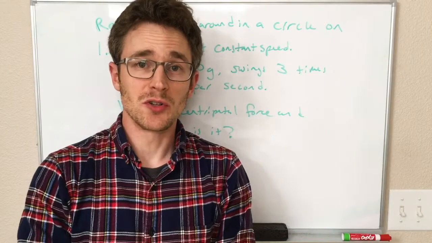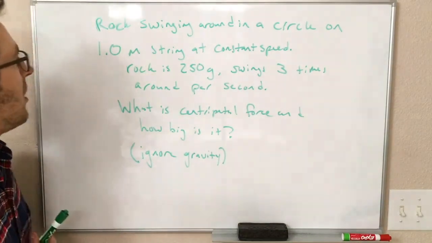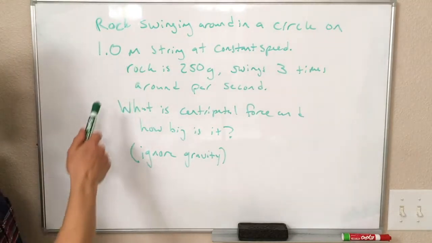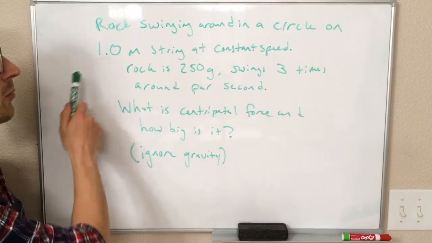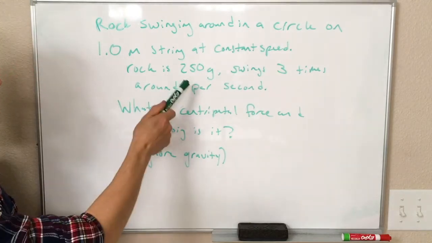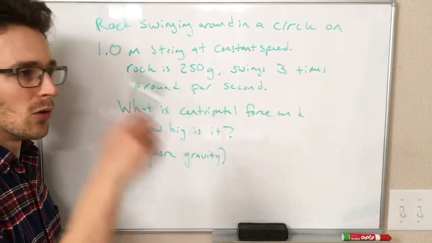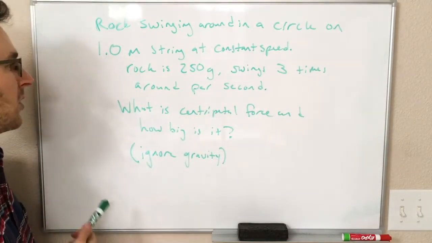Let's do a centripetal motion example problem, which I have helpfully written on the board already. So we have a rock swinging around in a circle on a 1 meter string at a constant speed. Our rock has a mass of 250 grams. It swings around 3 times a second.